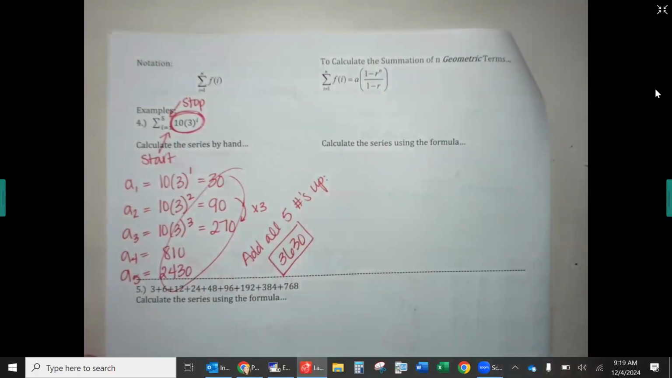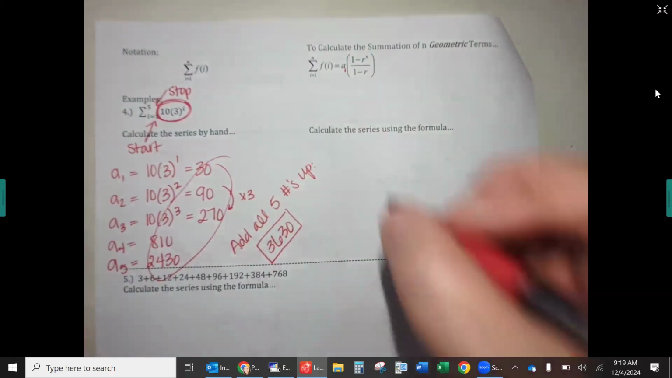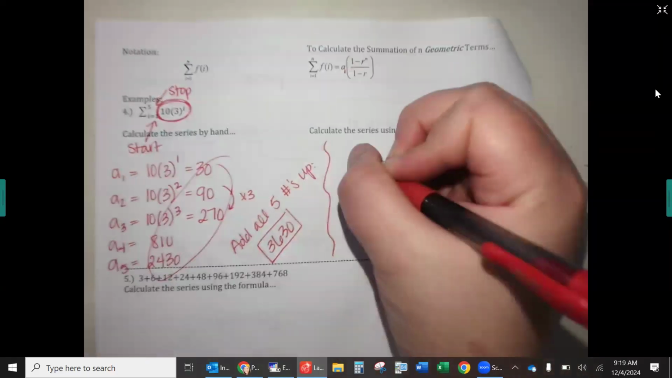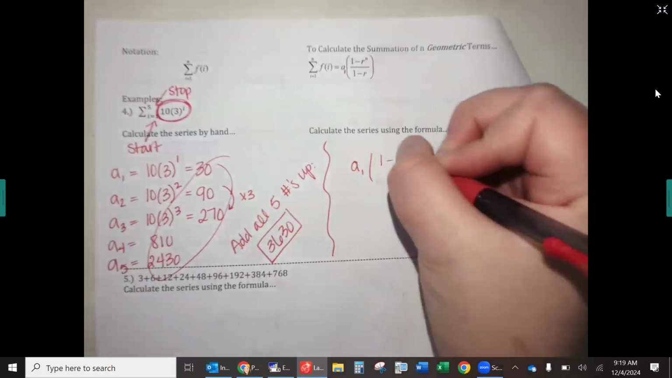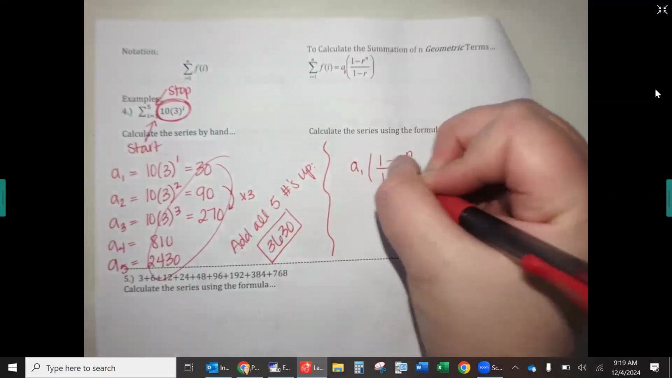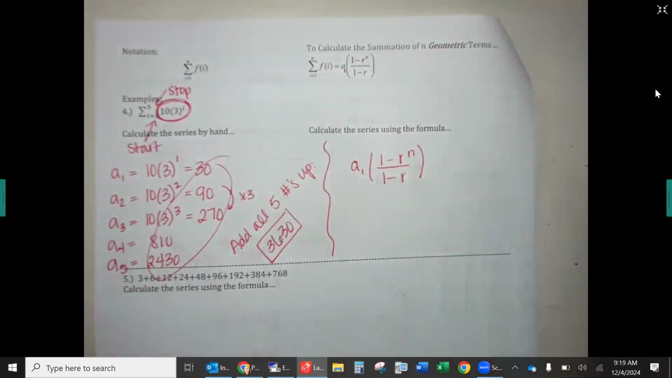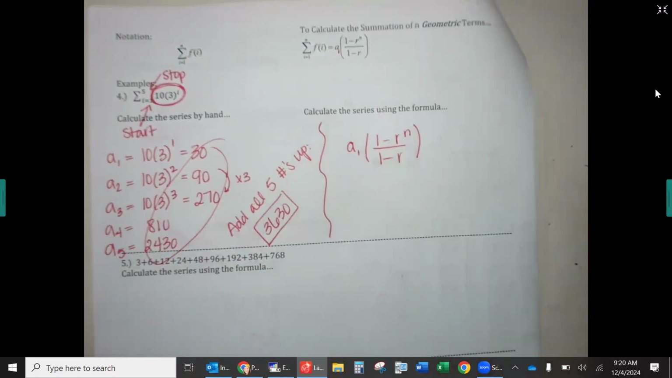Good? All right. So now take a look right next to it. We can do it by hand, which kind of takes a little bit longer, or we can use the formula that's right here. Now your A in the front should have a little 1 under it, because remember, A1 is what the first term is. So it's going to be A1, 1 minus R to the n, over 1 minus R.